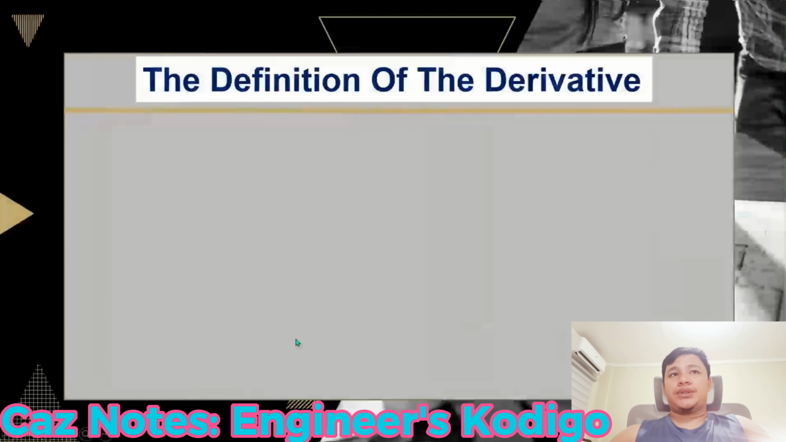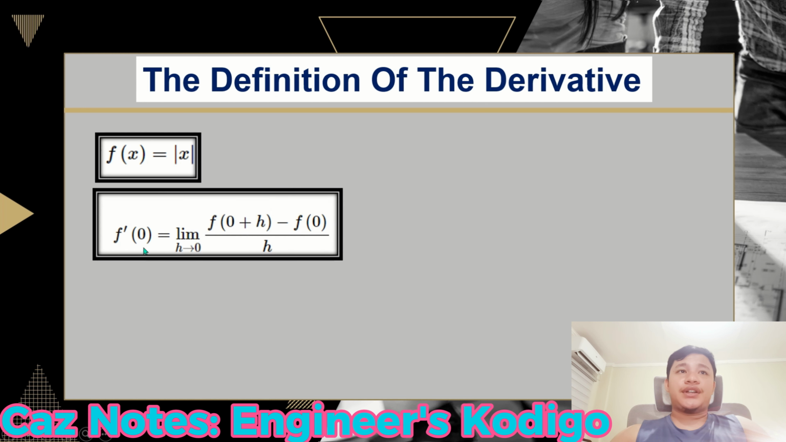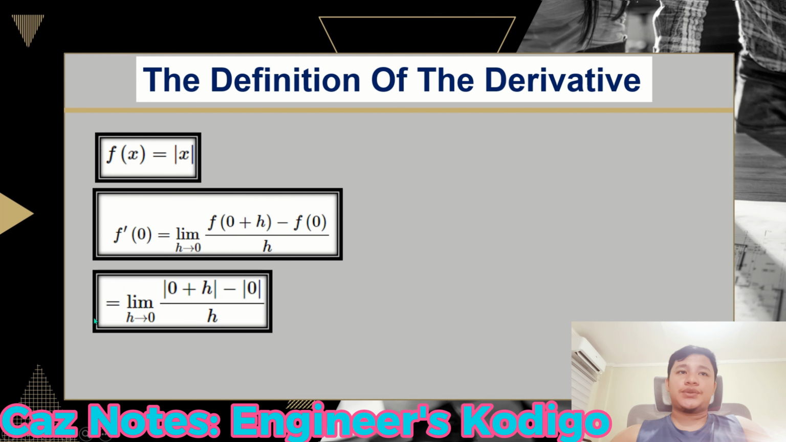Say for example, we want to know if the function f of x is equal to the absolute value of x is continuous at x is equal to 0. So using our theorem, we calculate the first derivative at 0. We have the formula f of x plus h minus f of x all over h. In this case, we set x equal to 0. Okay, so simplifying this equation, we will have this one, and then further simplifying this, we will have this one.